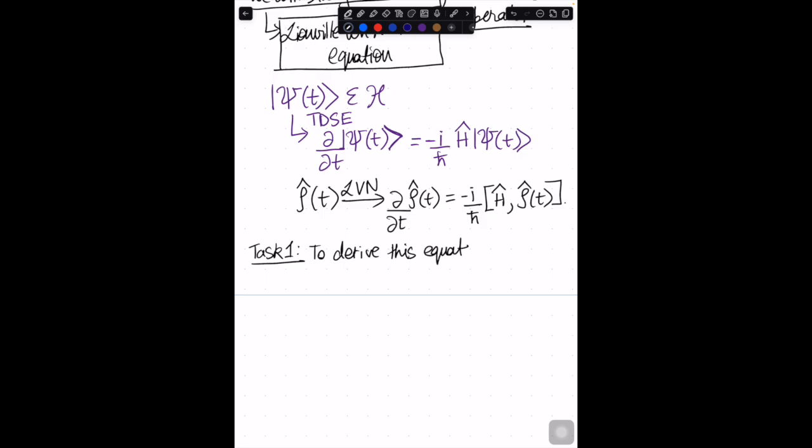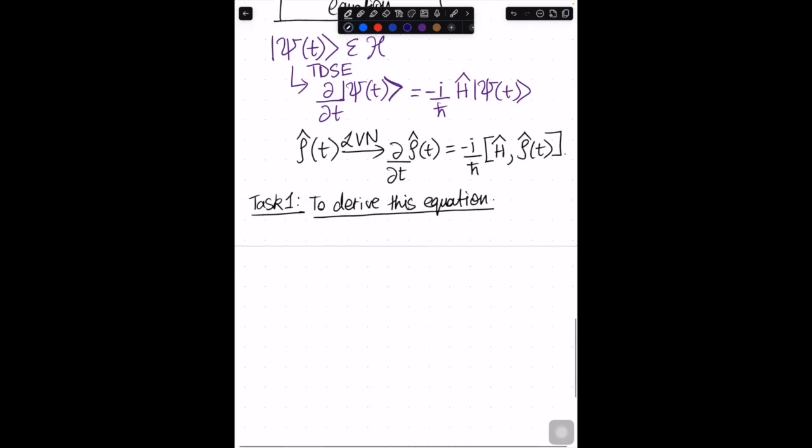So let's do that. So now the density operator. Let's just consider the density operator for the mixed quantum system.